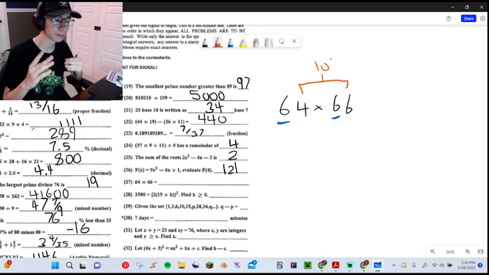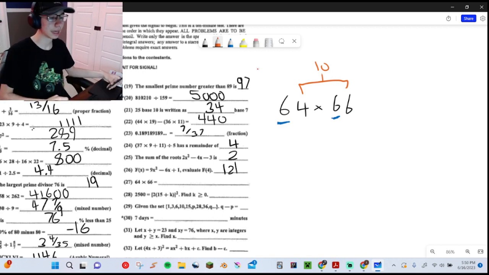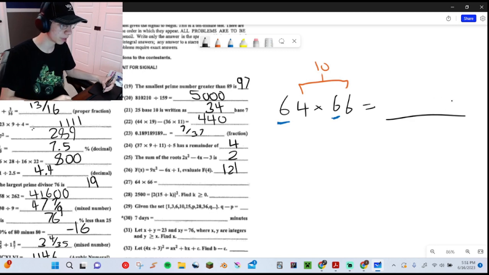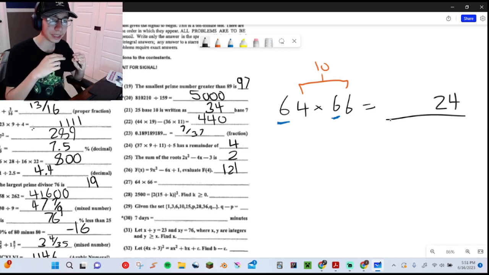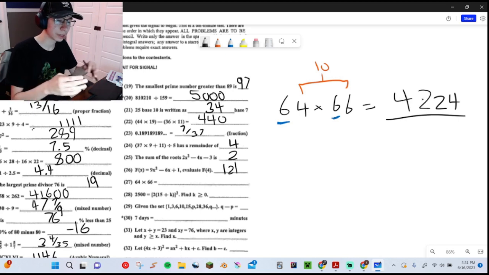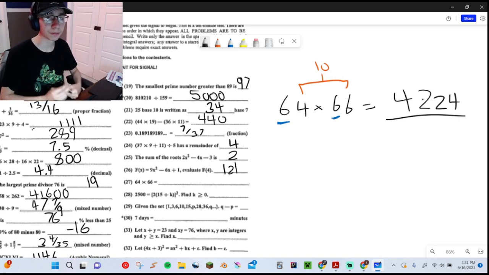So here's the trick. When the two numbers you're multiplying satisfy this condition, the answer is always going to be the product of the last two numbers, so the 4 and the 6. That's going to give me a 24. And then whatever this repeating number is, so 6, times the number one ahead of it. So 6 times the next number, 7. 6 times 7, 42. And I write the 42 there in front of the 24, and that's my answer.